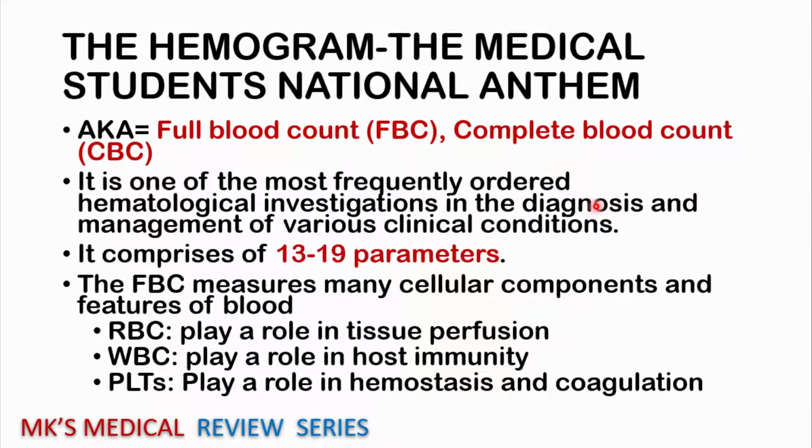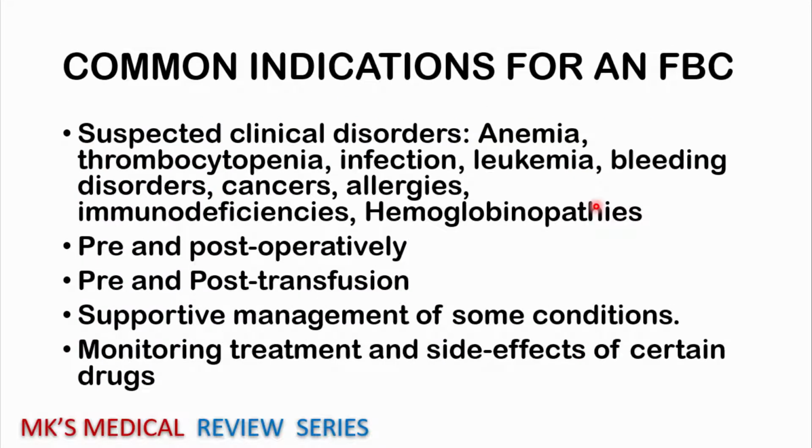Remember that blood is a connective tissue that's present in the body in fluid form. It consists of formed elements, which are red blood cells that have a role in tissue perfusion as they function in carrying oxygen and carbon dioxide to and from the tissue. Then white blood cells, which have a major role in host immunity, both the cell-mediated as well as the humoral immunity, as well as platelets that have a very important role in inflammation, as well as an important role in hemostasis and coagulation.